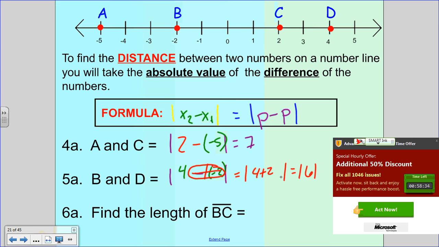Beautiful. And the absolute value of 6 we can do without a calculator. It's simply going to be 6. Because again, we talked about it. Absolute value means the distance something is from 0 on the number line.